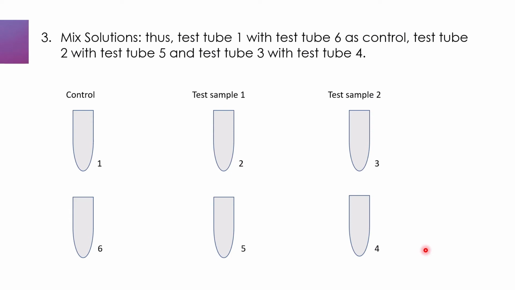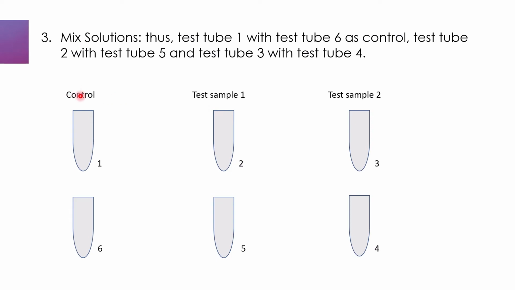Step 3. So we mix solutions. That is, we mix test tube 1 and test tube 6. So we add the components in test tube 6 to that of test tube 1, and also for test sample 1. So this is our control.